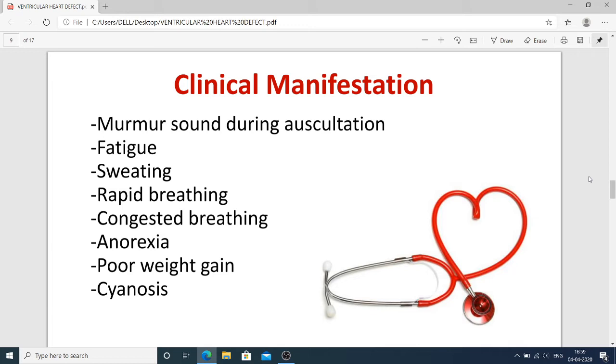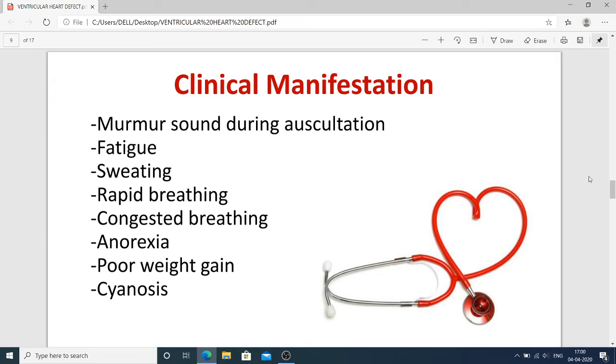Doctors usually discover murmurs during regular checkups of the kids. Murmurs have grades. Grade 1 is the softest sounding murmur. The sound of the first grade is very soft and the sound of grade 6 is very loud. Fine. Then fatigue. The kids suffering from VSD feel tired, fatigued and have sweating, also with rapid breathing.